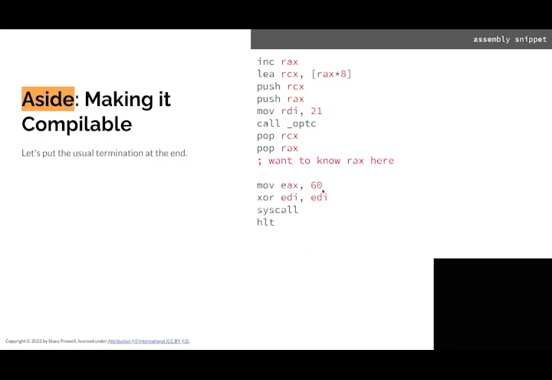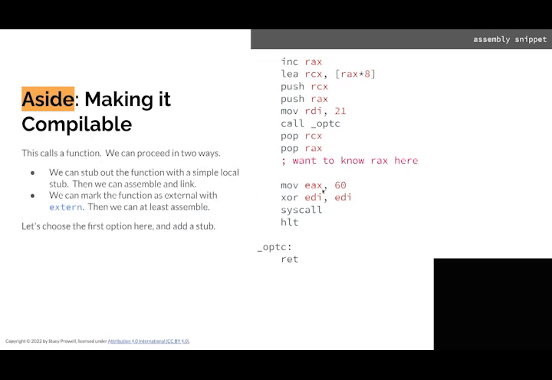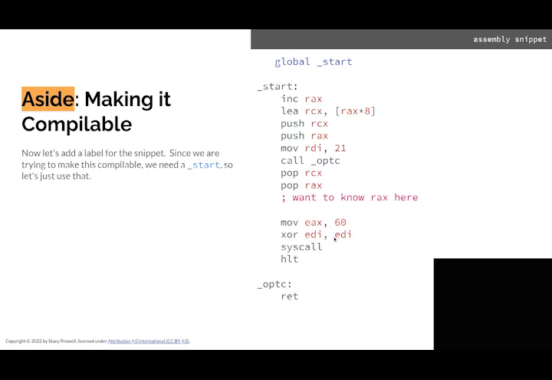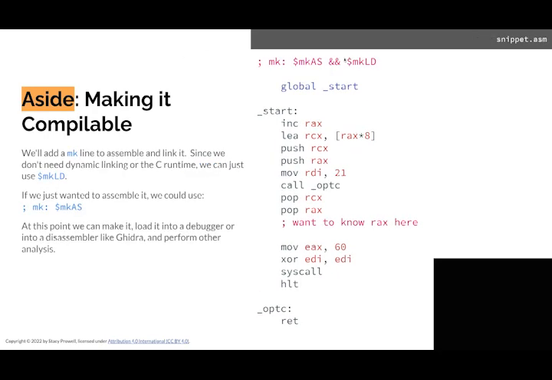So we have the usual termination stuff. And we can stub out opt-C. We don't know what it is and what it does, but I'll just put a stub in here for it. Or I could make it an extern and then just a symbol. But if I want to link as well, I need an opt-C, and this gives me one. Great. We'll add a start label up here at the top, put global start, and then finally we'll put a make line at the top. We're ready to build the whole thing. Now at this point we can build it, we can run it in GDB, do all kinds of analysis with it.